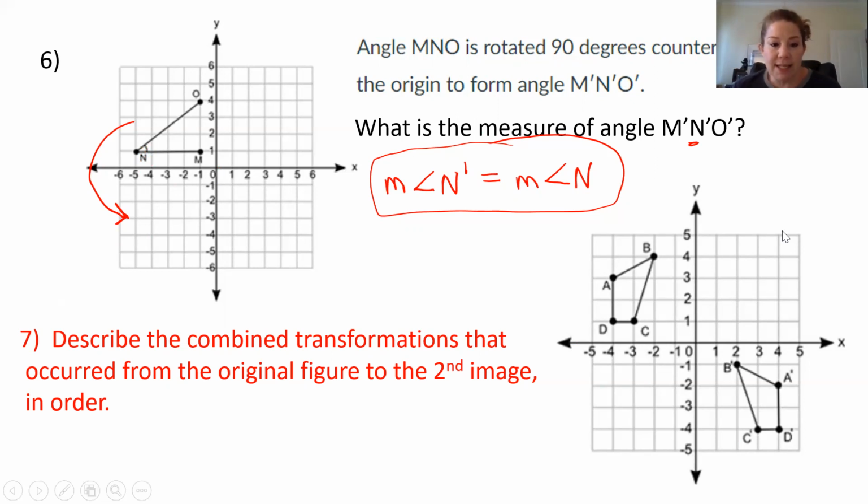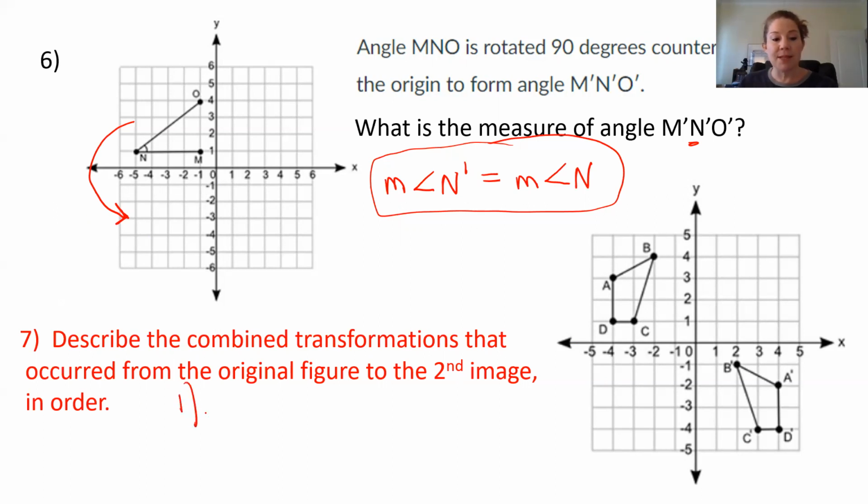So number 7, there has been 2 transformations. So the previous page, it showed us the second image and then the last one. On this one, it doesn't show us the second image. It just shows us the first one and the last one. So obviously we can see that this figure has been flipped, right? It's been flipped and then it's been slid in that position straight down. So that tells us that we have a reflection.